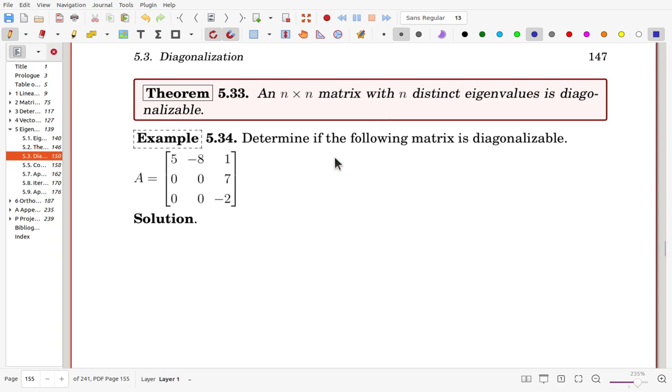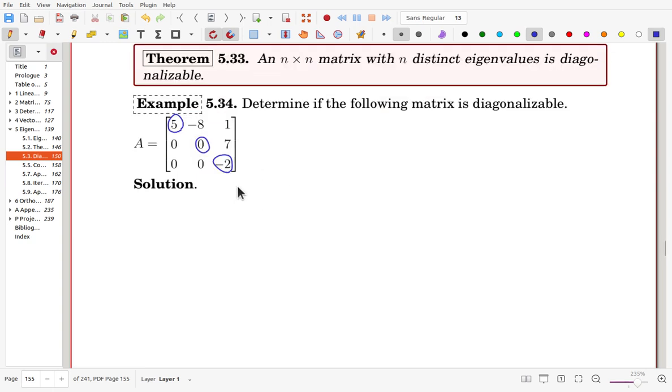Determine if the following matrix is diagonalizable. Okay, for that one, this is upper triangular, so the diagonal entries are eigenvalues. So we have eigenvalues 5, 0, and -2. So it is diagonalizable immediately. And for that one, you can find the corresponding eigenvectors. Let's try to find the eigenvector.